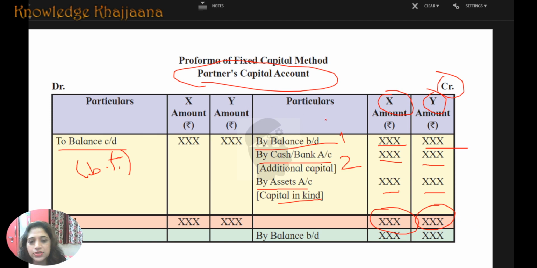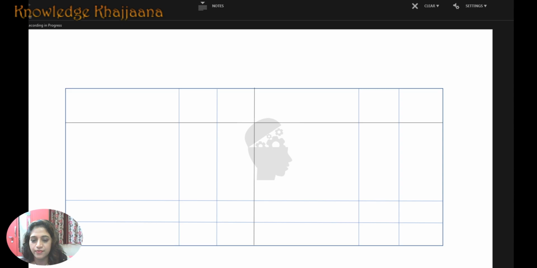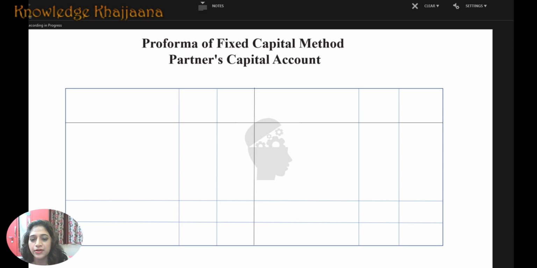So this is done in the partners' capital account only if additional capital is introduced in terms of cash or assets. It is written over here, and here only permanent withdrawal is recorded, nothing else. No day-to-day transactions are maintained in it. Okay, so this is the pro forma for the partners' capital account under the fixed capital method.